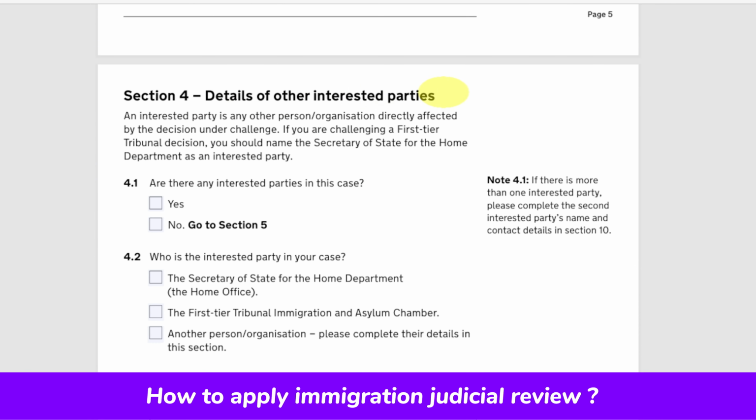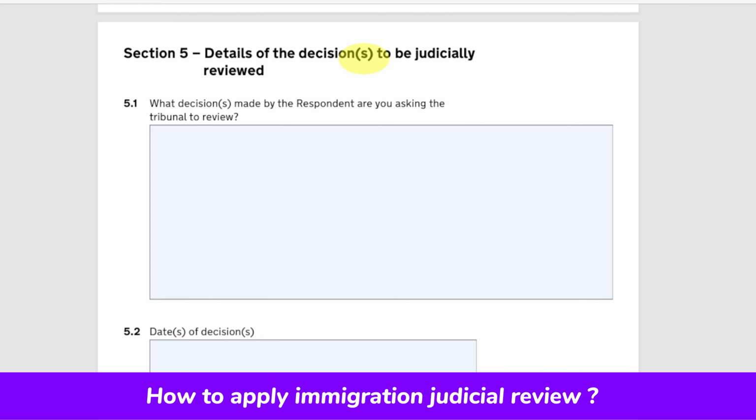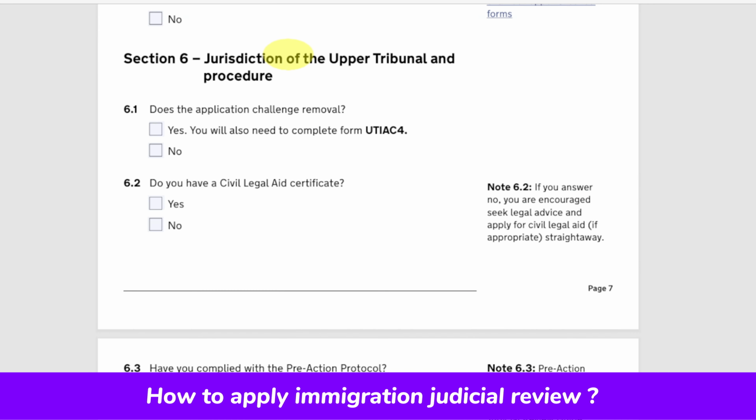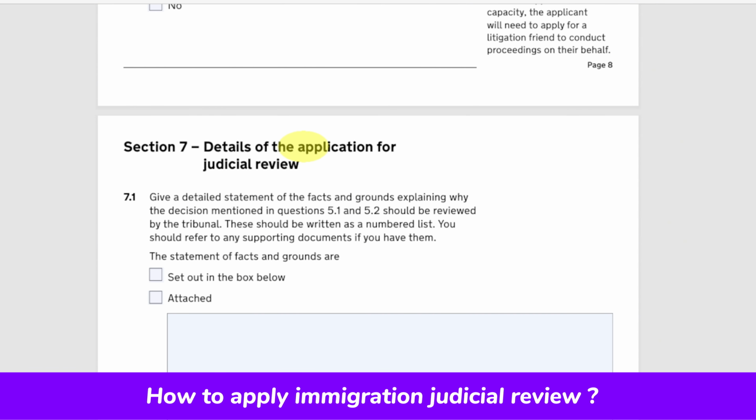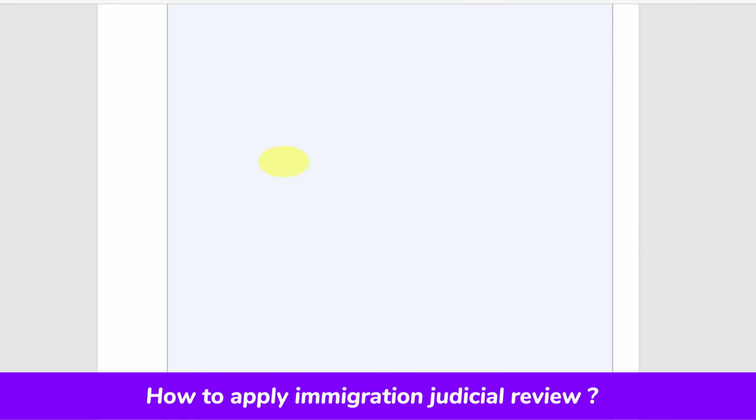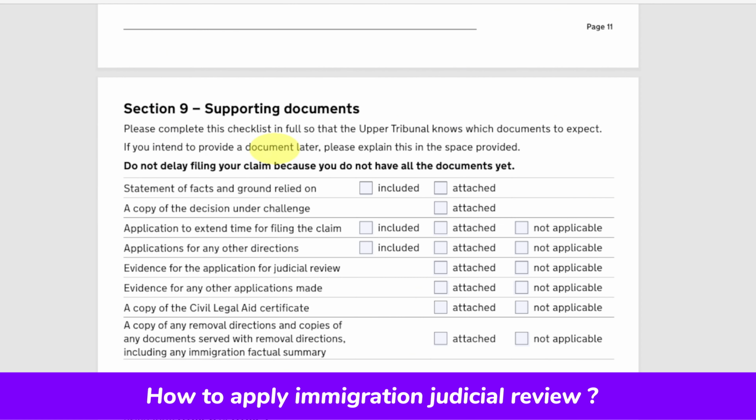Details of other interested parties, fill that up. Details of the decision to be judicially reviewed. Jurisdiction of the Upper Tribunal and procedure. Then section 7, details of the application for judicial review. Section 8, other applications. Section 9, supporting documents. In supporting documents: statement of facts and grounds, a copy of the decision under challenge, application to extend time, application for any other directions, evidence for the application for judicial review, evidence for any other applications made, a copy of the civil legal aid certificate.